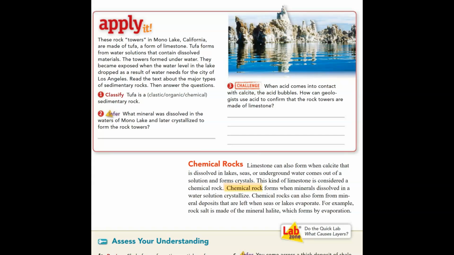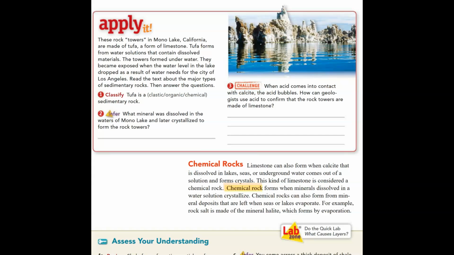Read the text about the major types of sedimentary rocks, then answer the questions. Boom! We already did that. We need to know, tufa, is it clastic, organic, or chemical sedimentary rock? Well, it was formed from water solutions that contain dissolved materials. And they were formed underwater, and then they were exposed because the water level has changed. That must mean it is a chemical sedimentary rock.